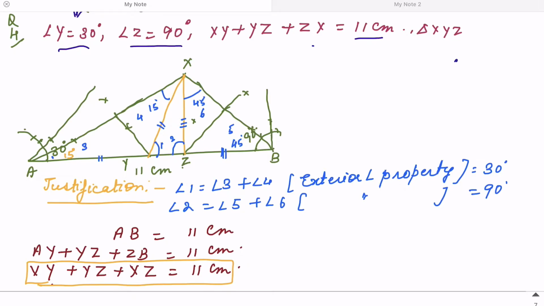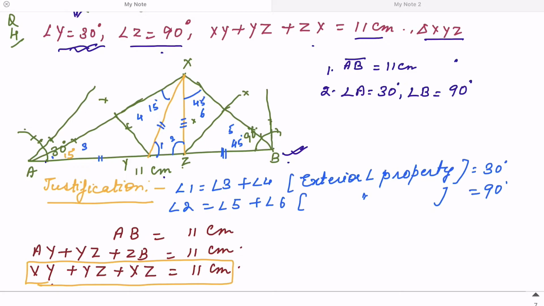So as triangle XYZ is there, we take any line segment AB of 11 centimeter. At A we construct this 30 degree angle, and at B we construct 90 degree. So first, AB line segment is 11 centimeter. Second, angle A is 30 degree and angle B is 90 degree. As given in the question, A is 30, B is 90. I will explain why we are taking this.